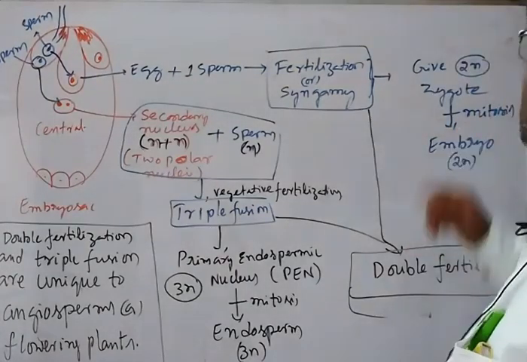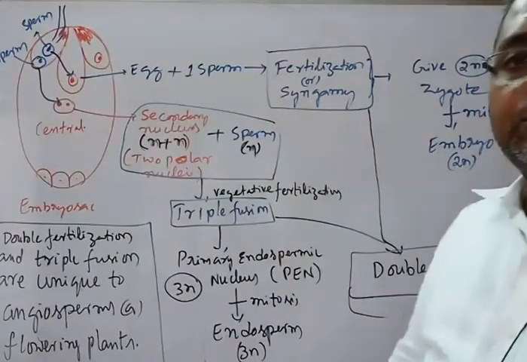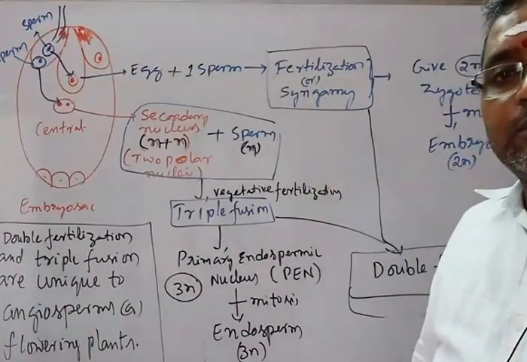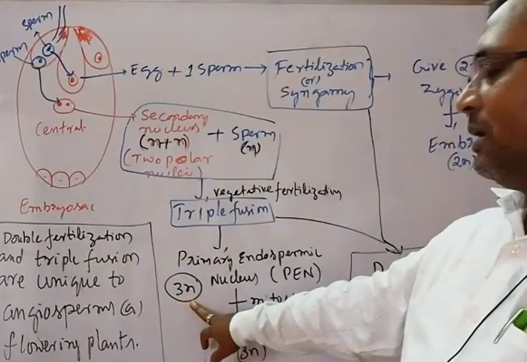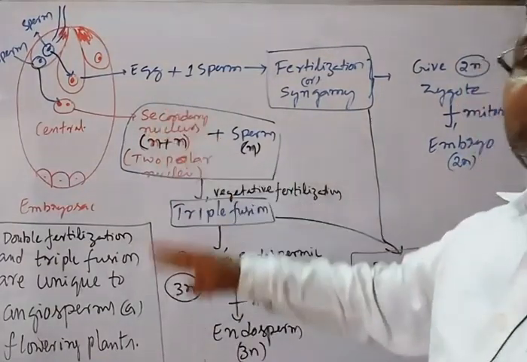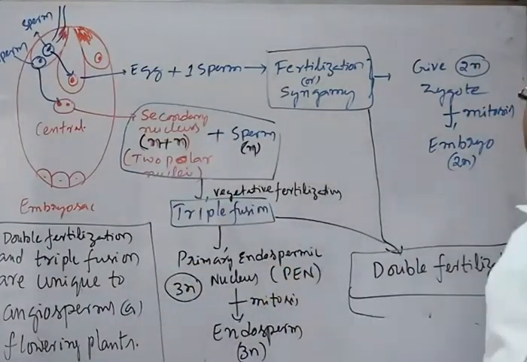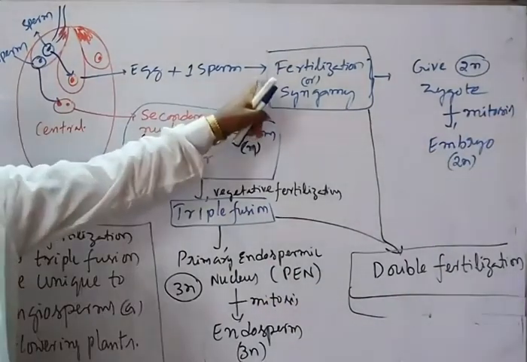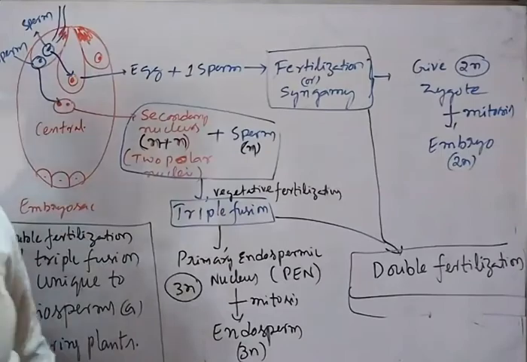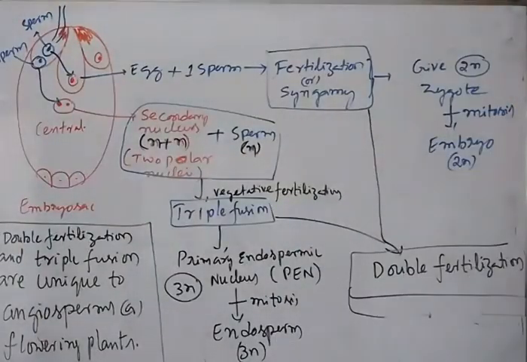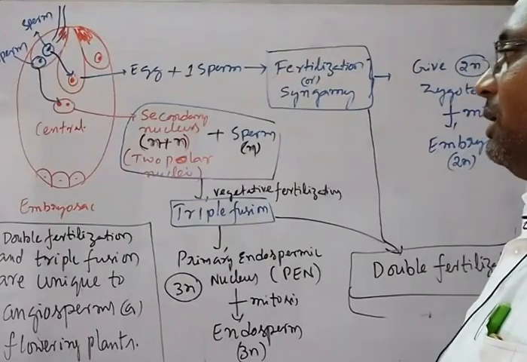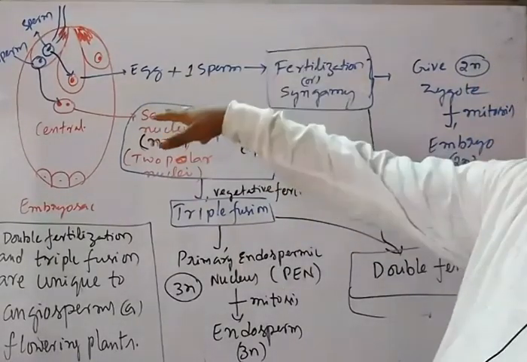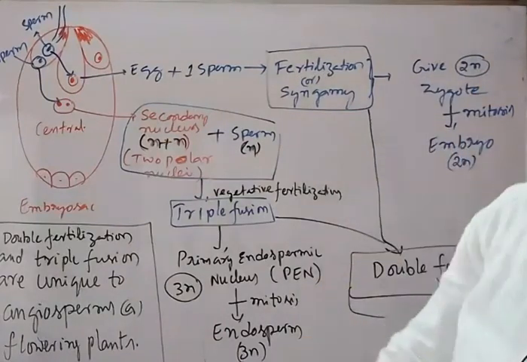Yes, only one embryo. One zygote forms one embryo. Is it clear? It is triploid because it is fused with 3 haploid nuclei. Syngamy takes place first and triple fusion next. Endosperm is formed inside the ovule, in the embryo sac. The embryo sac is present in the ovule.